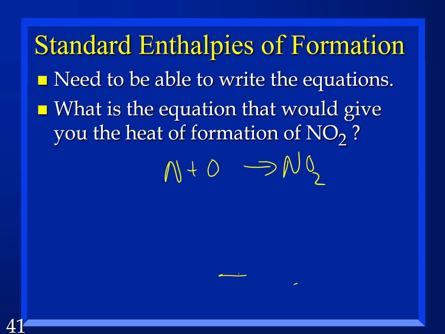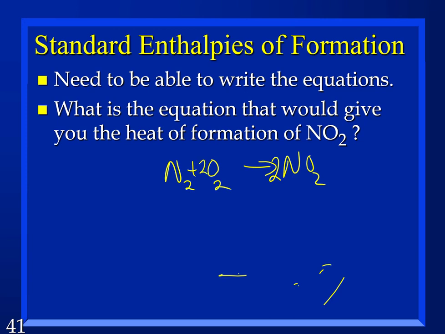Can N be by itself? No. Can O be by itself? No. There's my reaction. Now I have to balance it. I got two O's on both sides, but the product side only has one N, so I got to put a 2 in front of it. That gives me 4 O's, so I put a 2 there.